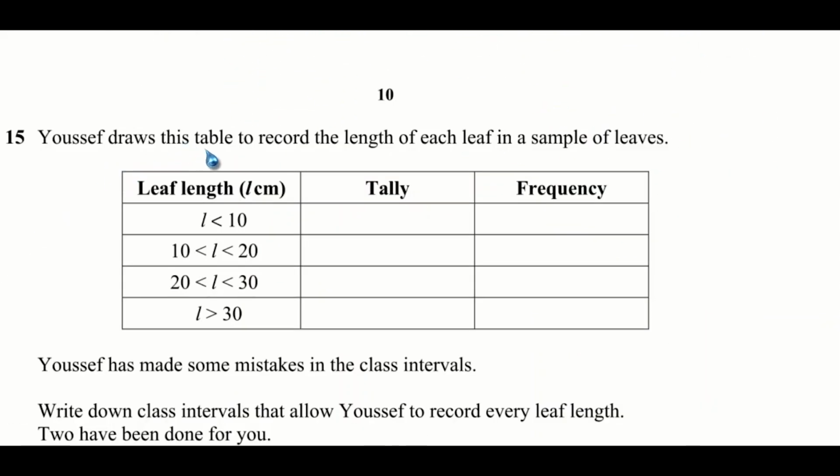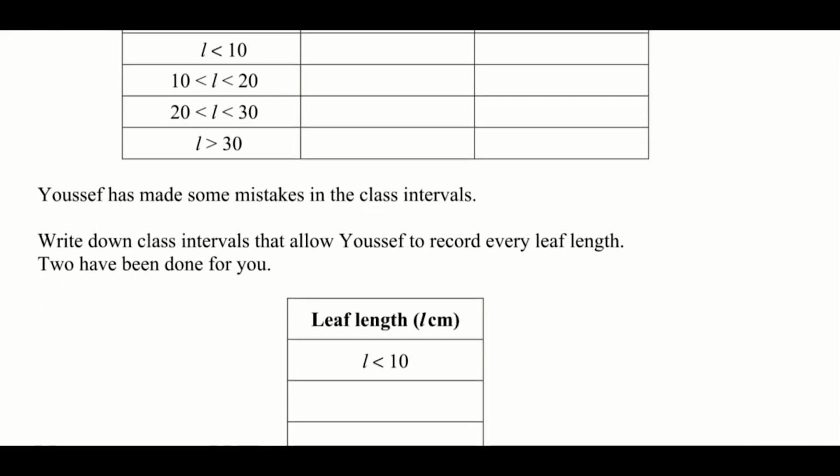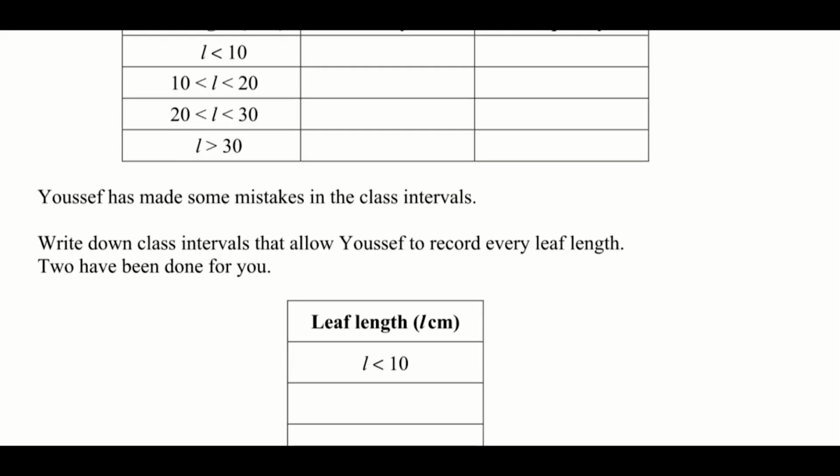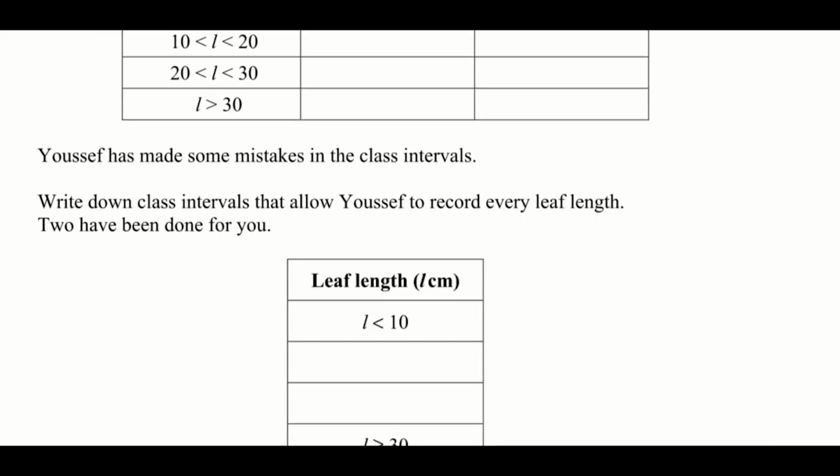Yusuf draws the table to record the length of each leaf in a sample of leaves. Okay, we have them like this. Yusuf has made some mistakes in the class intervals. Write down the class intervals that allow Yusuf to record every leaf length. Two have been done for you, so we just have to complete the remaining one.